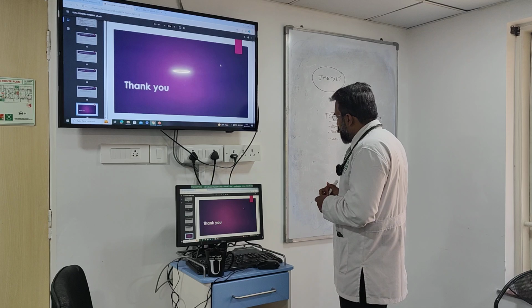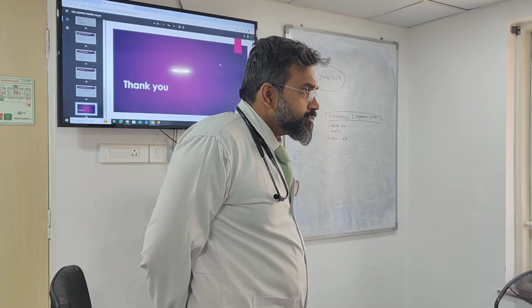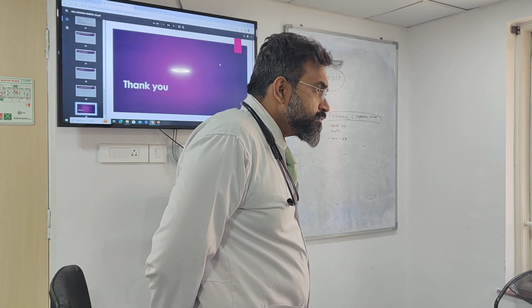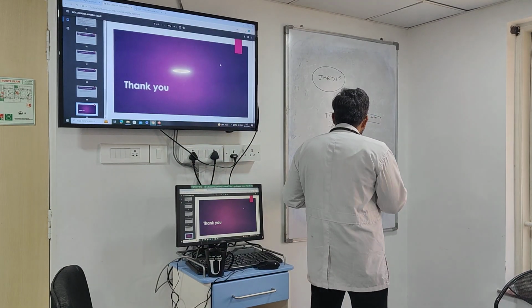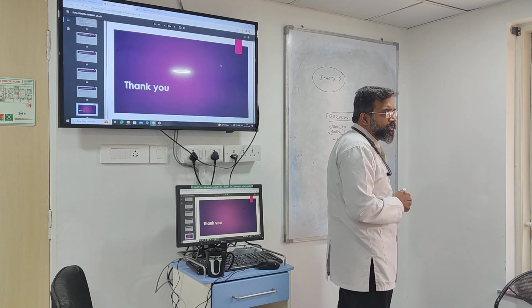Now, what do you do? What is your thinking for this patient? First of all, I need to reduce his breathlessness. Very good. So you have to reduce his breathlessness. Fair enough. For that I need to do tapping, but INR is 4.